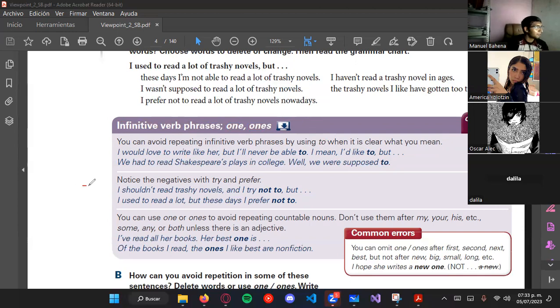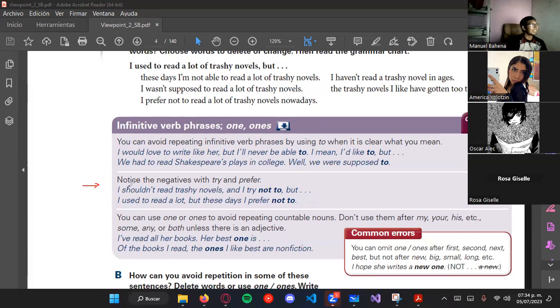Rosa, are you here? Yes, teacher. Can you read this one, please? The second one? Sure. Notice the negatives with try and prefer. I shouldn't read trashy novels, and I try not to, but I used to read a lot, but these days I prefer not to. There we go. Exactly. Thank you very much. Excellent pronunciation, by the way. Muy buena pronunciación. Thank you very much.